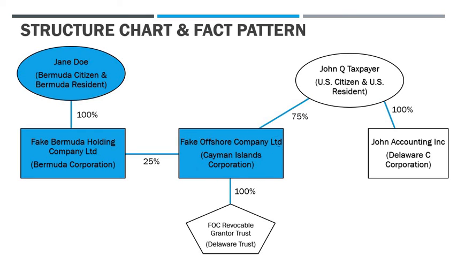So there's going to be a Cayman Islands company. This is the CFC. He's a 75% owner. And then the other owner that's coming in here is Jane Doe. That's a friend of his. She's a Bermuda citizen and resident, and she's going to own it via her Bermuda holding company. Okay, so that's broadly what we're working with here.